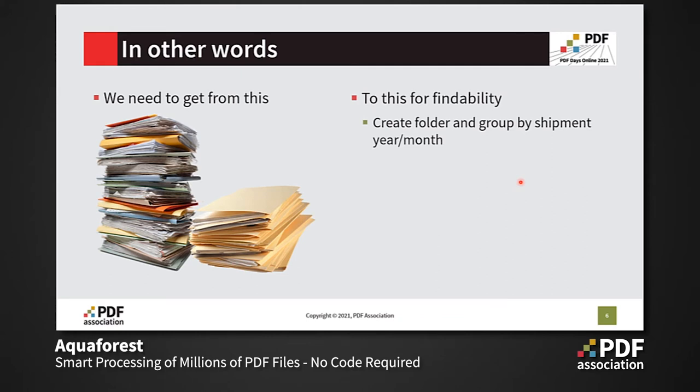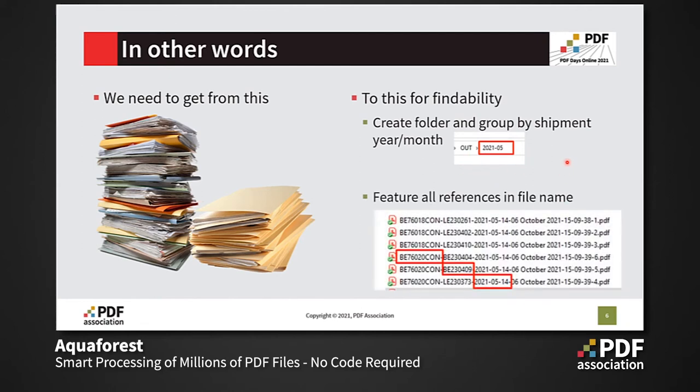Now we need to find everything, ideally by a particular folder, i.e. the shipment month, and by the three data we set: the console reference, the file reference, and the shipment date. So that's where we want to arrive. Now, how do we get there?